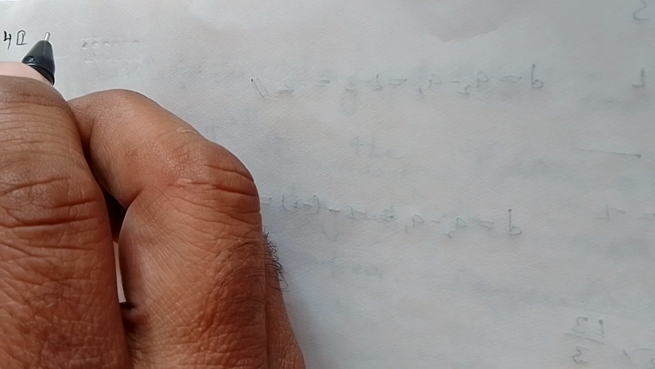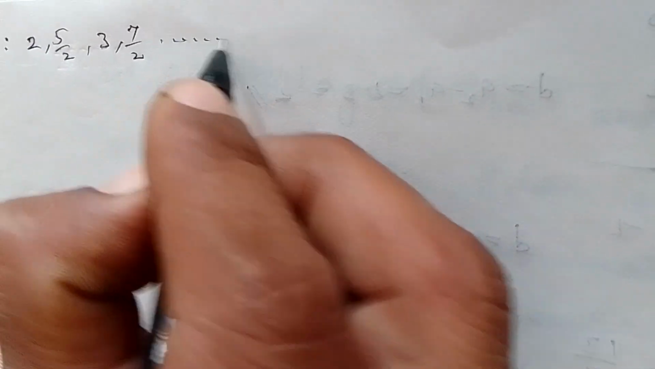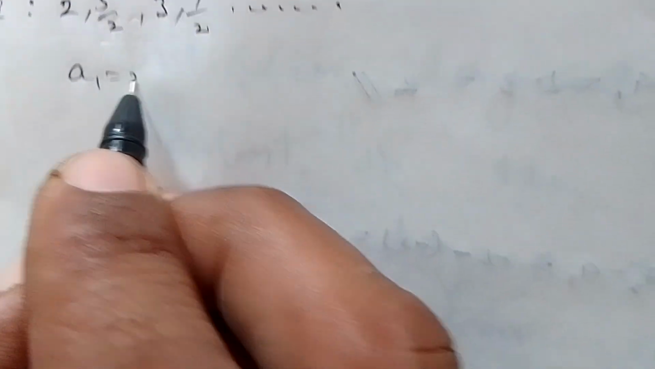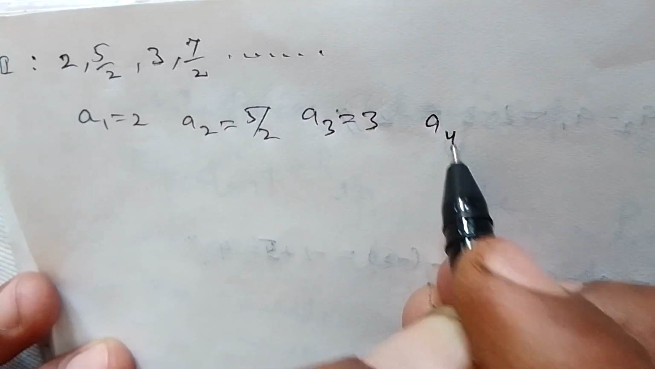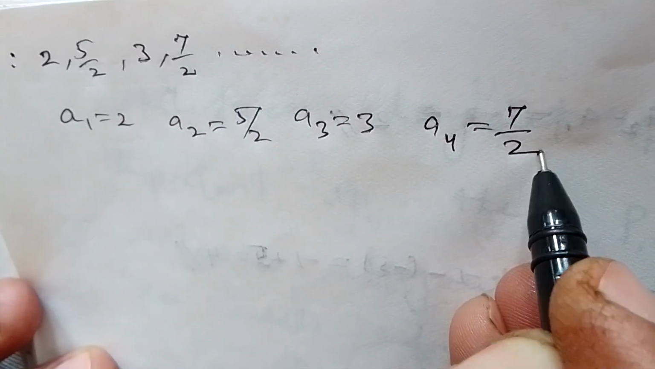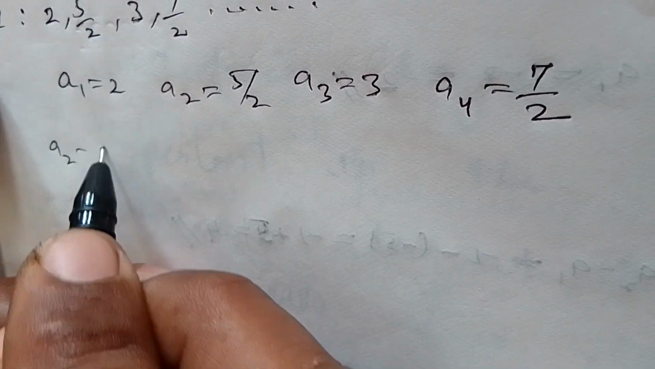Now the second part of the fourth question of exercise 5.1. The series terms are 2, 5 by 2, 3, 7 by 2, and so on. So here we have A1 is 2, A2 is equal to 5 by 2, A3 is equal to 3, and A4 is equal to 7 by 2. From this we will now calculate A2 minus A1.